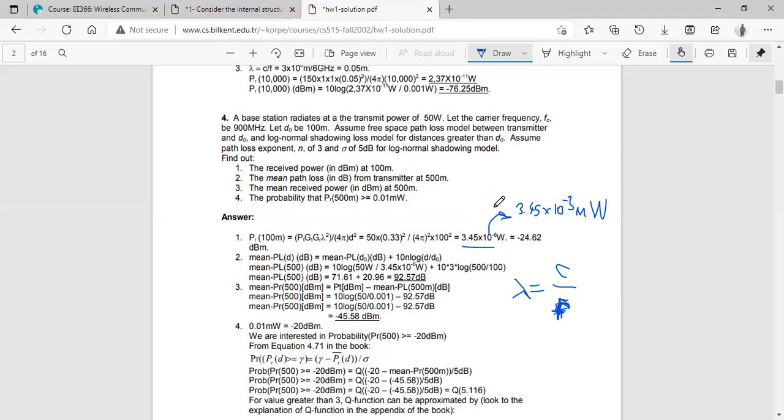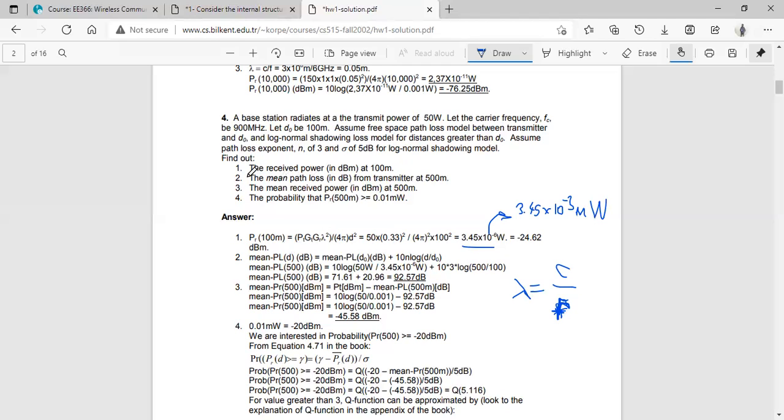We just have to take 10 log of this value, and that gives us the power in dBm, which is equivalent to -24.62 dBm. So that is the receiver power when the receiver is at a distance of 100 meters.